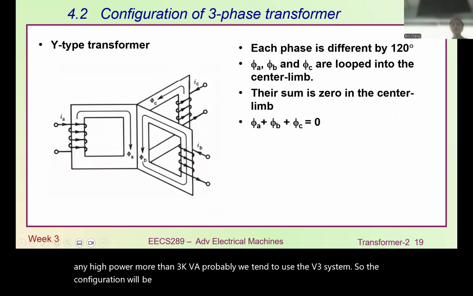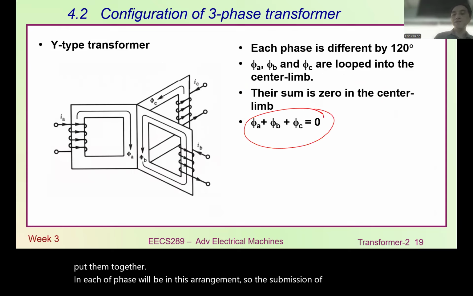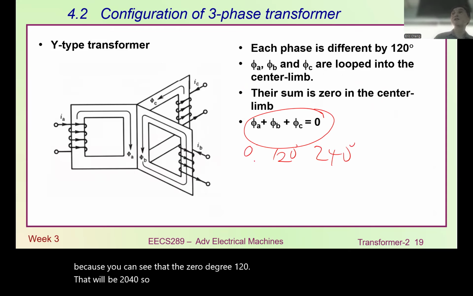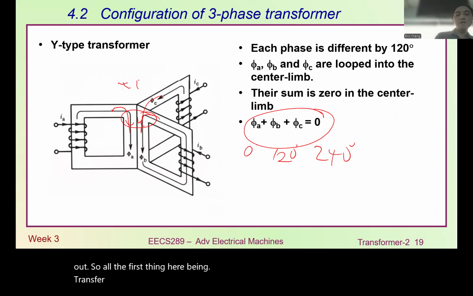When we have the transformer in such a way, then we can put them together. Each phase will be in this arrangement. So the summation of flux equals 0 because you can see the 0 degree, 120, and 240. When these add up together, they become symmetrically cancelled out. So all the flux in here being cancelled out will be approximately equal to 0 anyway.